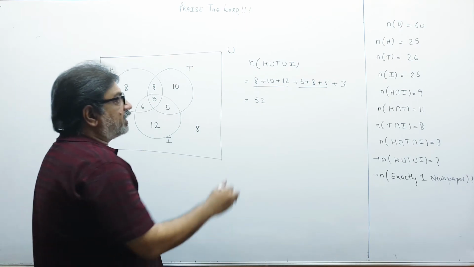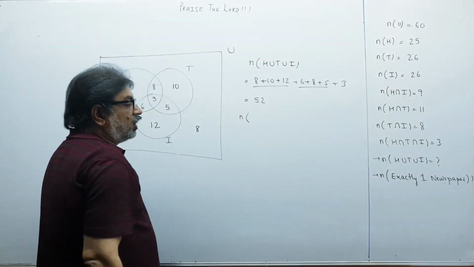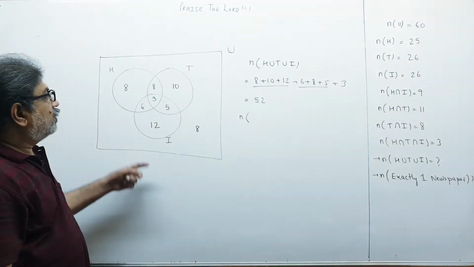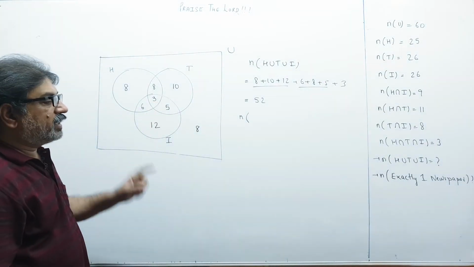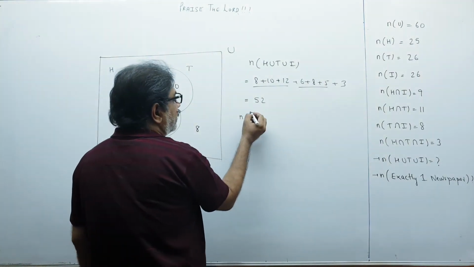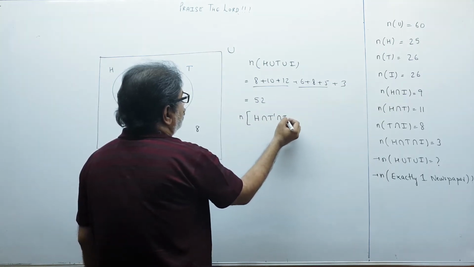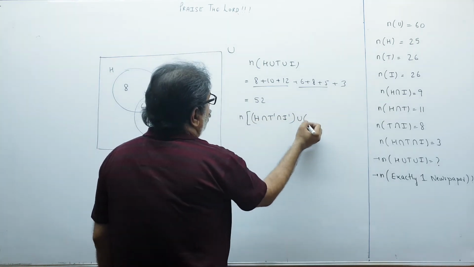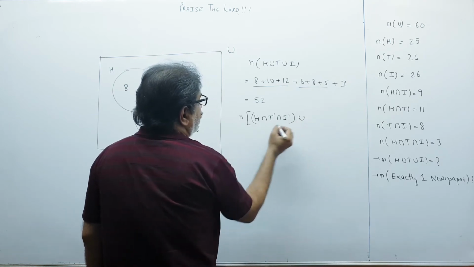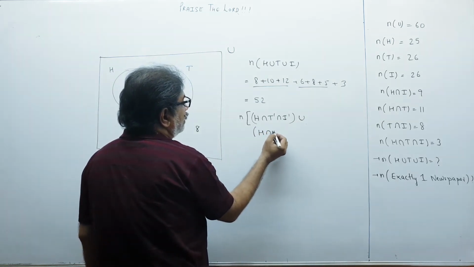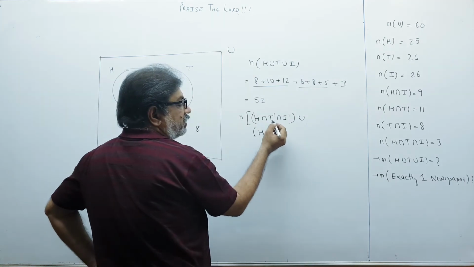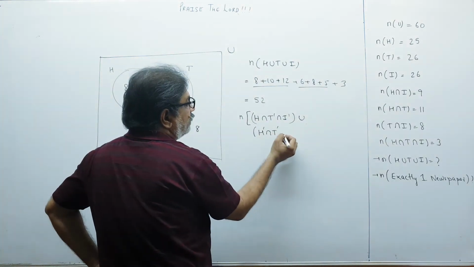Then we want exactly one newspaper. How do we write exactly one newspaper? Only H, only T, only I. So how do we write it, children? We write it like this. Only H means H intersection T dash intersection I dash, or it is H intersection T, first dash on T and I, then H and T.